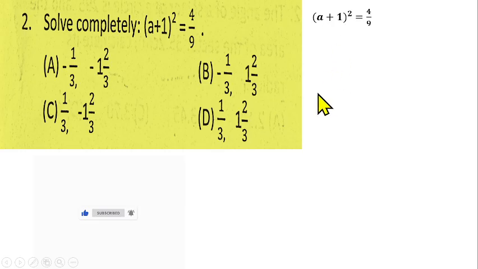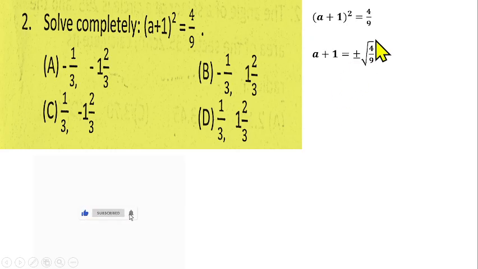So when I find the square root of both sides, I'm going to have a plus 1 equals plus or minus the square root of 4 over 9. And why are we putting plus or minus? Because you are meant to get two values of a in that case. That's why you are putting plus or minus. We are going to get the two values for our a because this is a quadratic.